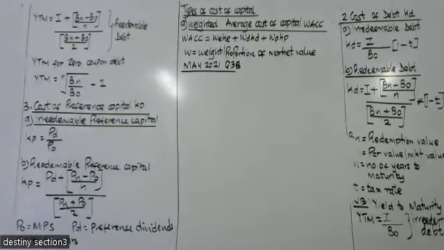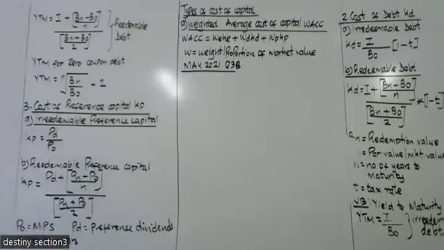Retained earnings do not incur flotation cost. The flotation cost will only be incurred when you issue new securities. That means when you issue ordinary shares. When you issue preference shares, there's also flotation cost. When debt is being issued, you also incur flotation cost. But retained earnings, you do not issue them. Therefore, they do not have flotation cost.